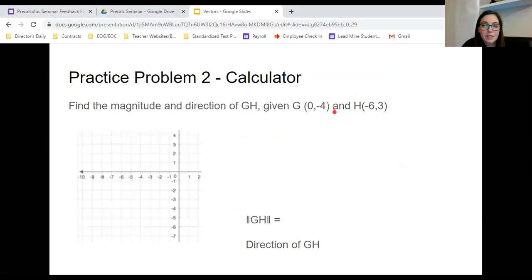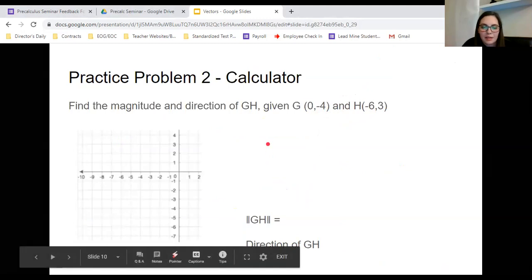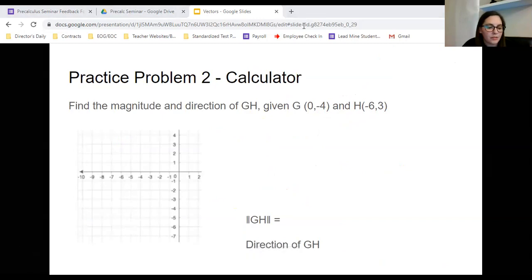So this one we can use the calculator for, so hopefully you have your graphing calculators with you, or just any calculator that will do sine and cosine and tangent. And we've got 2 points that we want to create a vector between, so vector GH, and we want to find both the magnitude and the direction. So we'll give everybody another 3 minutes, and then we will get started on this problem together.